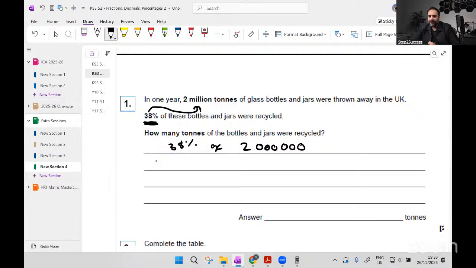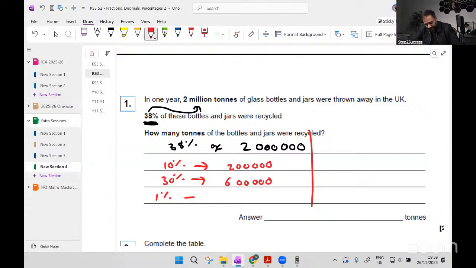Which I appreciate is awkward to do without a calculator. It's also not impossible to do without a calculator. I'll do it without a calculator. To work out 38% of this number, what I'll do is work out 10% of this number. 10% of this number is 200,000, as in you just take off one of the zeros. Okay. I need to get to 30%. 30% of that number means tripling this number, so it's 600,000.